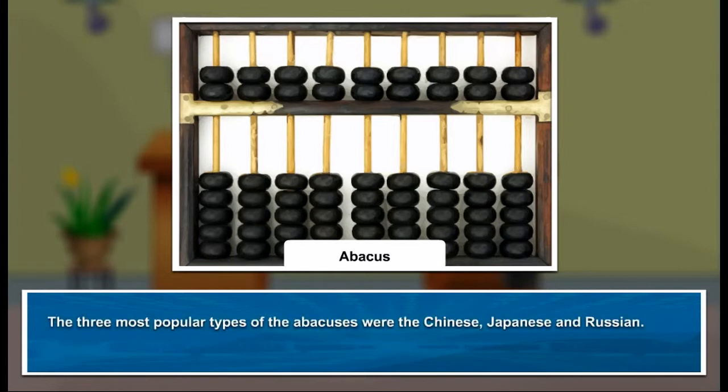The three most popular types of the abacuses were the Chinese, Japanese, and Russian.